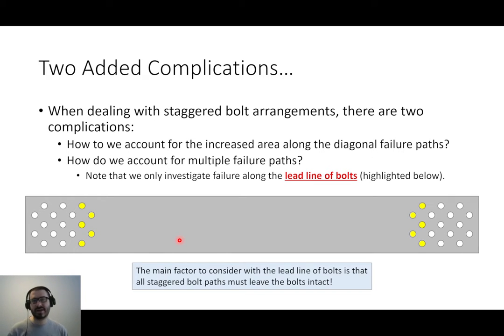Now, whenever we're dealing with a staggered bolt arrangement, we have two complications. The first is, how do we account for the increased area along these diagonal paths?